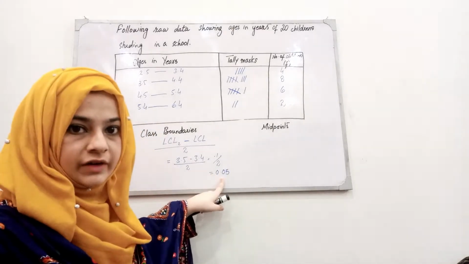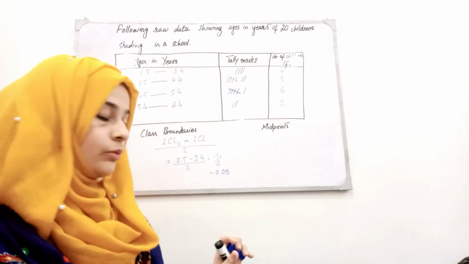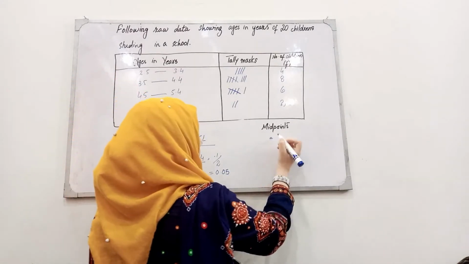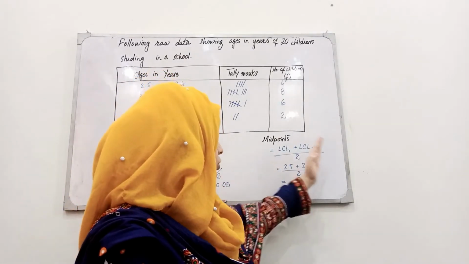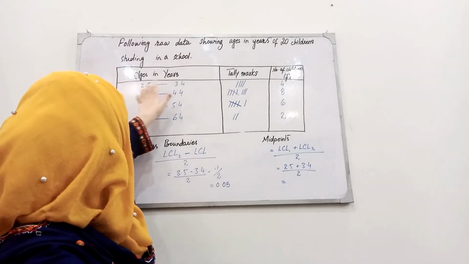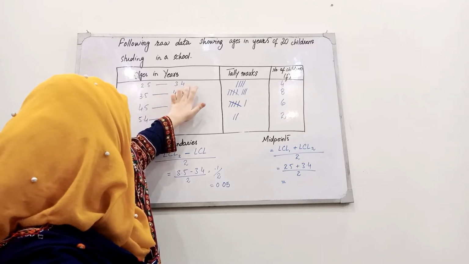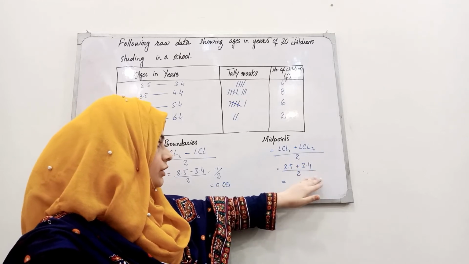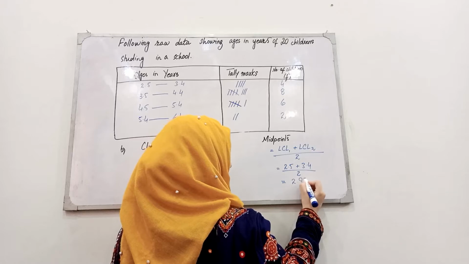So 0.05 is the difference, and by taking this value we will create the class boundary. And how to calculate the midpoint? Midpoint is calculated by adding both class limits and then dividing by 2. Here I add class 1, the lower class limit to the upper class limit: 3.5 plus 2.5... plus 3.4 divided by 2, it will come 2.95.